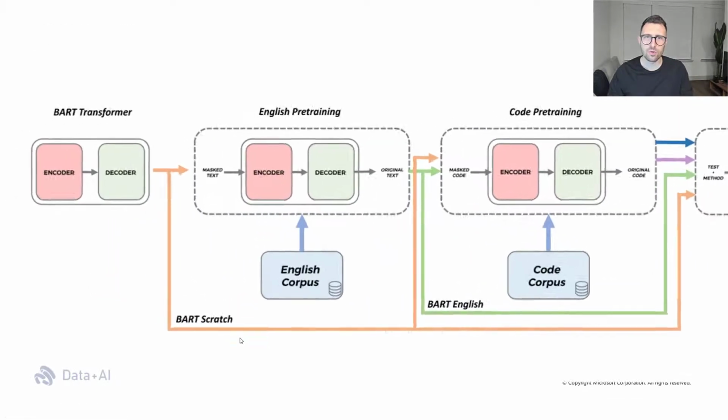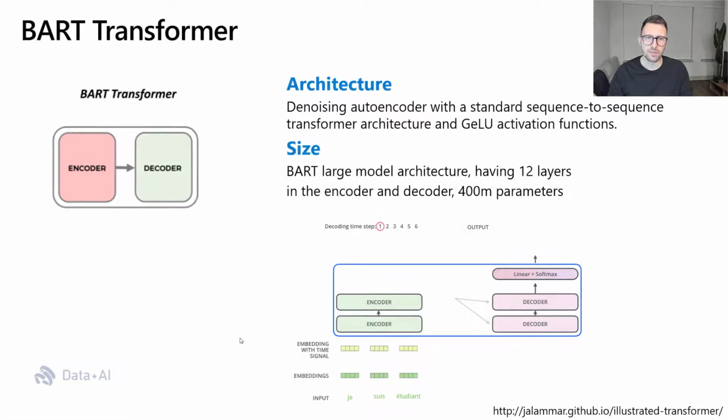Let's take a closer look at each stage. A BART transformer model is a sequence-to-sequence model having 12 transformer blocks in the encoder and decoder, for a total of 400 million parameters. It is trained as a denoising autoencoder.